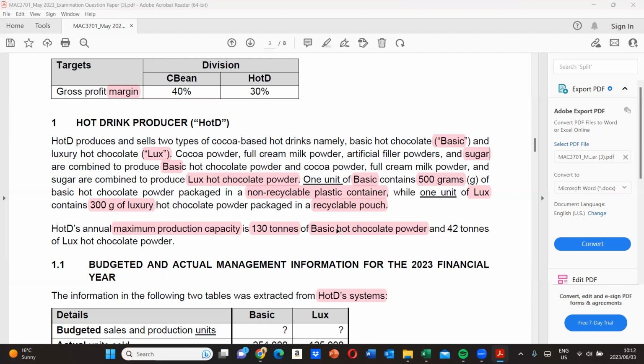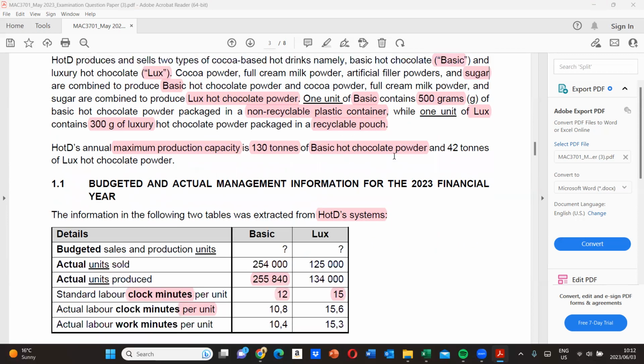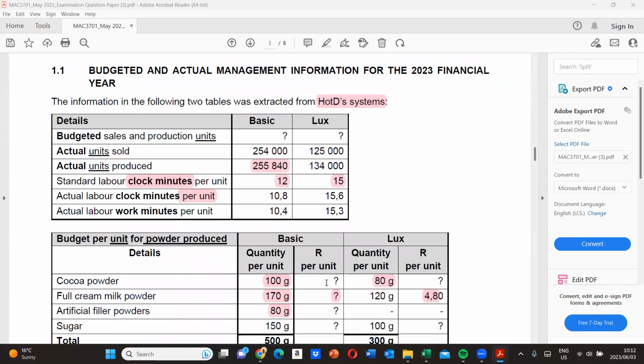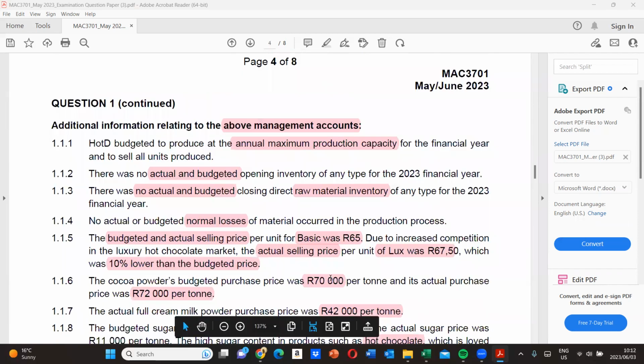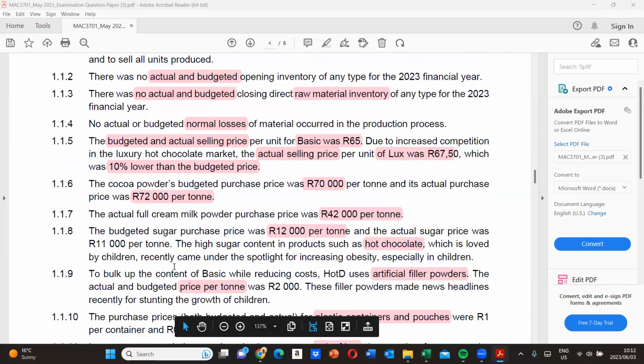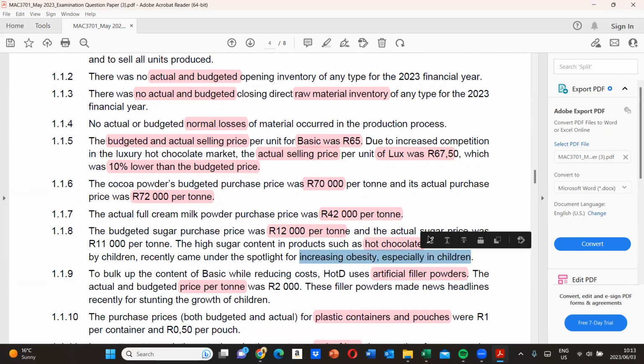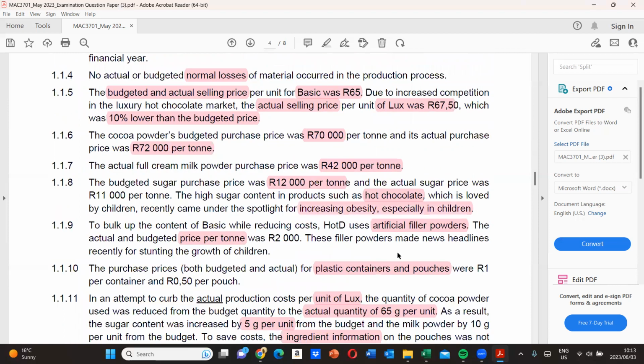And then Farah referred us to the other one, which is a recyclable pouch, which is good. So let's see what Farah referred us to, 1.18. What is happening there? She's mentioning sugar. They use sugar, which causes obesity. So that's a problem. Can you see they're using filler powders? These fillers made news headlines recently for stunting growth in children. So those are the factors that you're supposed to discuss. It's important that we look into all those aspects and then discuss those areas.